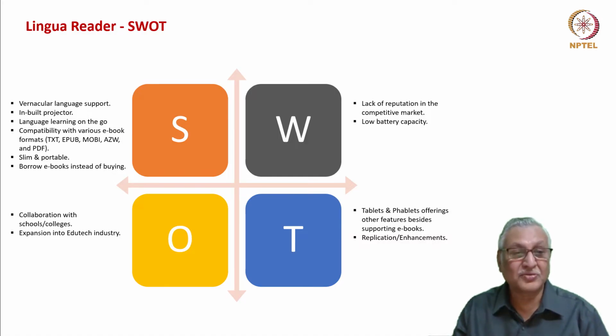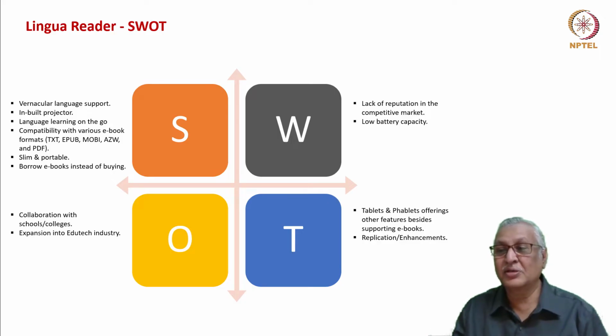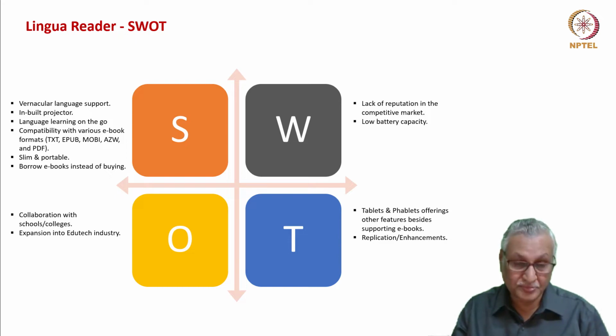In terms of strength: vernacular language support, inbuilt projector, language learning on the go, compatibility with various ebook formats including TXT, EPUB, MOBI, AZW and PDF. Slim and portable, and you can borrow ebooks instead of buying. The weaknesses are that a new product will not have an immediate ready reputation in the competitive market, and there could also be low battery capacity, which could be common across the e-readers, but you need to find a way in which that could be converted into a strength.